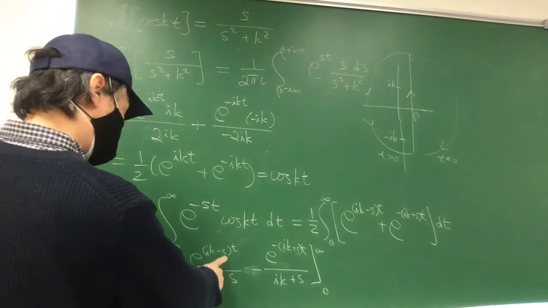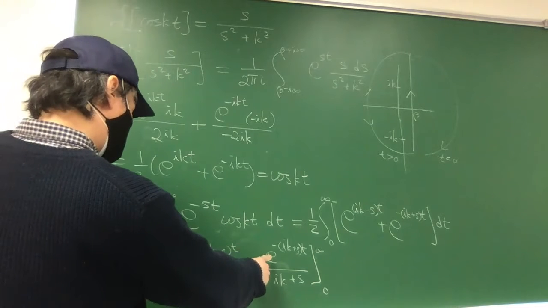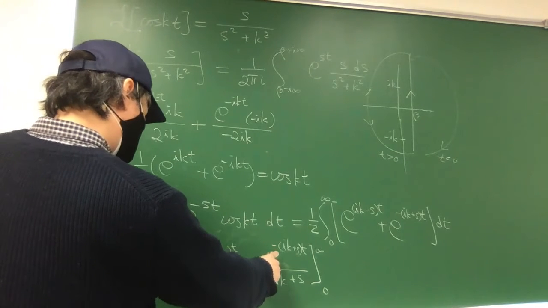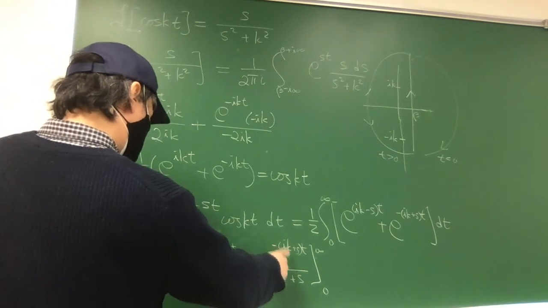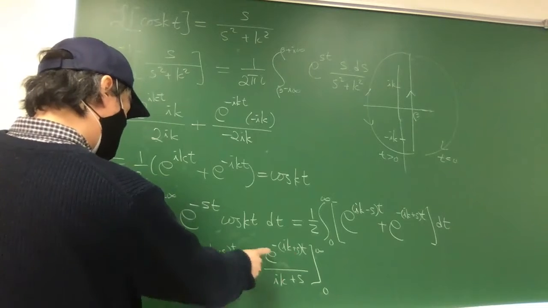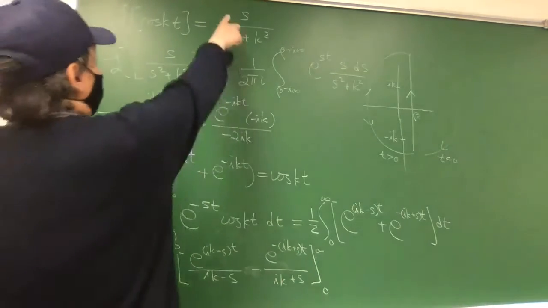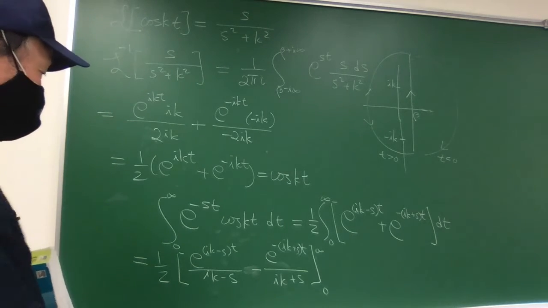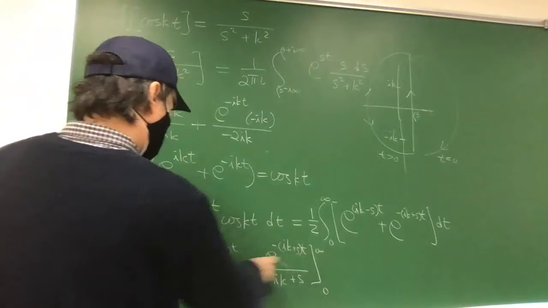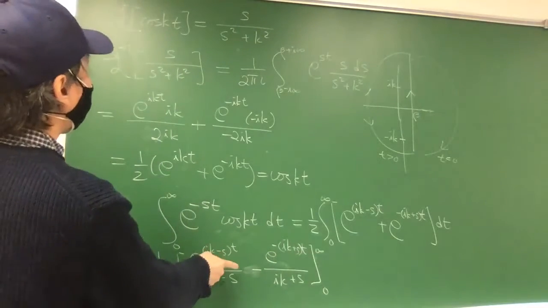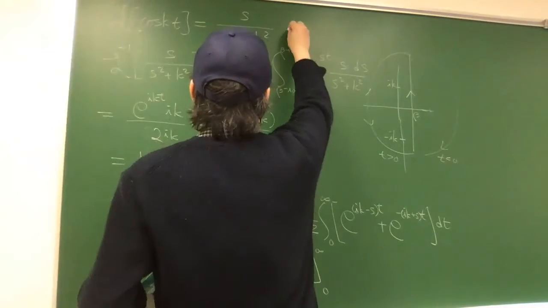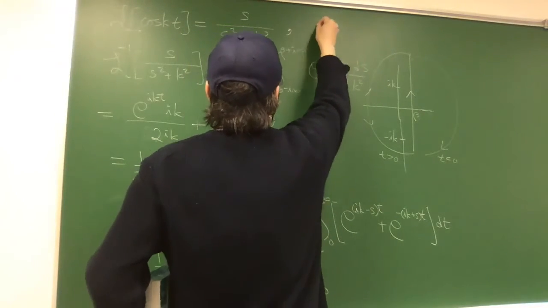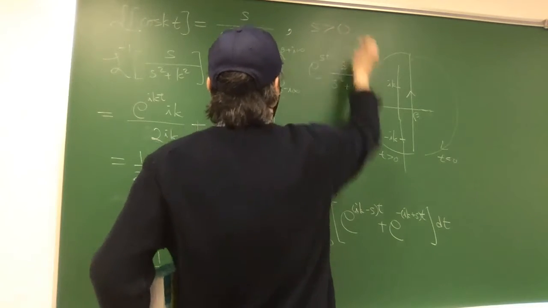This will be s plus ik, minus ik, plus s. So it becomes 2s, and then cancel with the 2, you get s divided by s squared plus k squared. This one requires s, so the usual has a restriction. Well, this must be greater than zero.